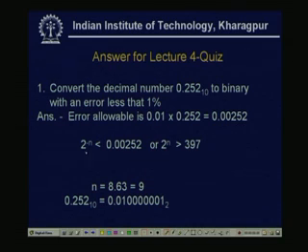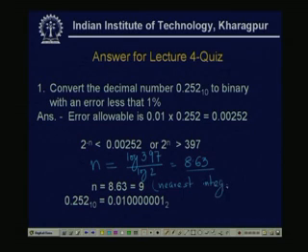So 2 to the power minus n is less than 0.00252, which can be written as 2 to the power n greater than 397. From this expression we can get n if I take the log on both sides: n is log of 397 divided by log 2, and this value is 8.63. Now, as n is the number of bits, it should be an integer value, and that is why we take the nearest integer, which is 9.